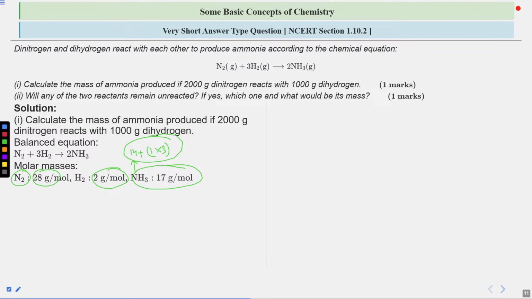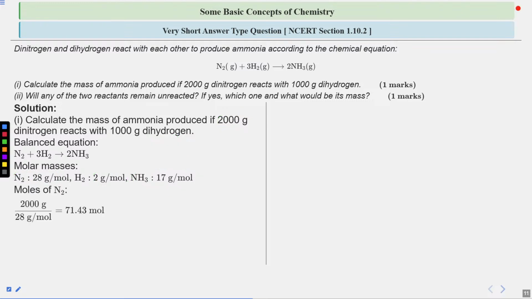If you know the molar mass and you know the given mass, we can calculate the number of moles. So it would be 2000 by 28. Again, the simple formula, I use it every time. Very important. So 2000 gram by 28 gram per mole will give you 71.43 moles. This is your number of moles in the case of nitrogen.